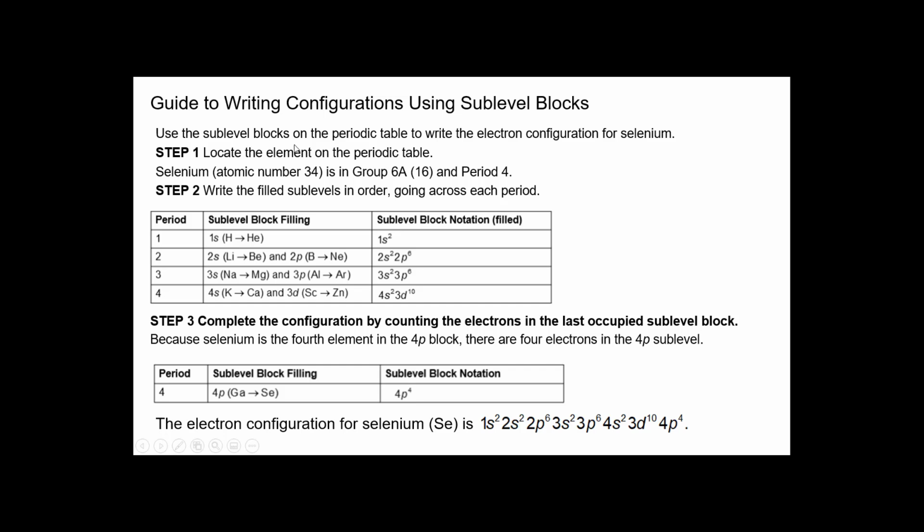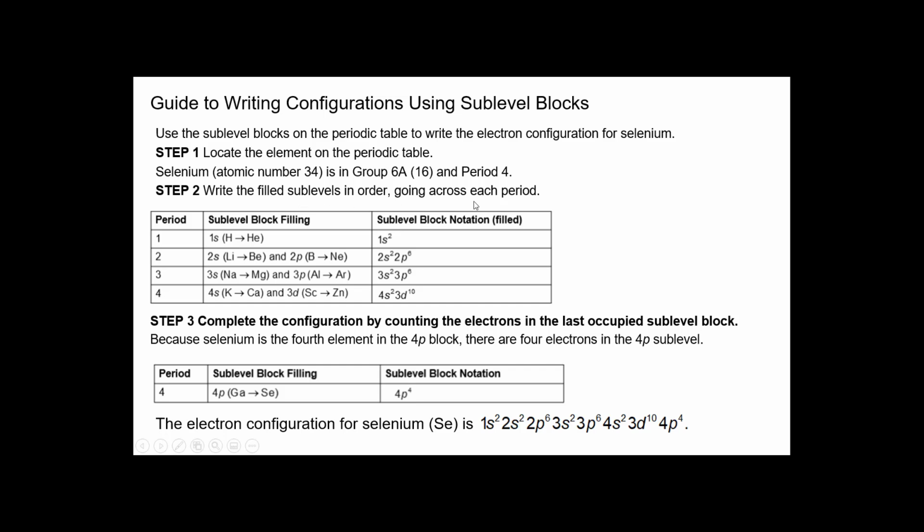So we use the sublevel blocks on the periodic table to write the electron configuration for selenium. If we wanted selenium, we need to locate the element on the periodic table. Selenium has an atomic number of 34. It's in group 6A and period 4. The period number is also the principal quantum number. So that helps. When you know what the period is, it's going to tell you what the principal quantum number is.